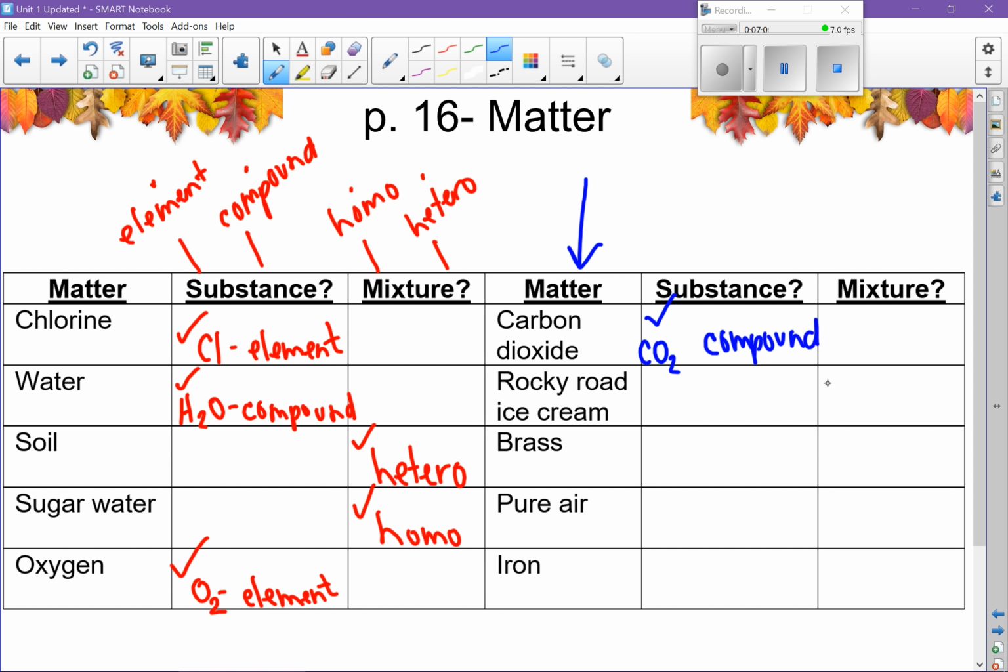Rocky Road ice cream, there's lots of delicious things mixed in there, and the different parts that are in there stand out, so that is a heterogeneous mixture.